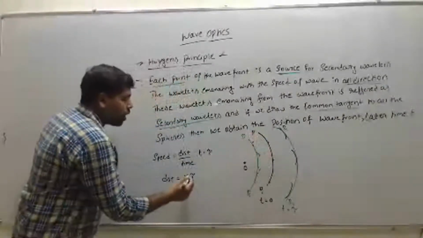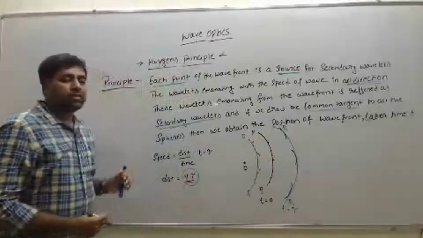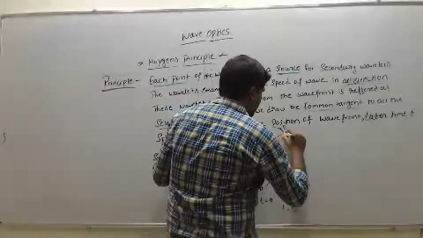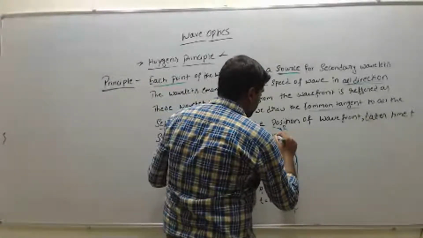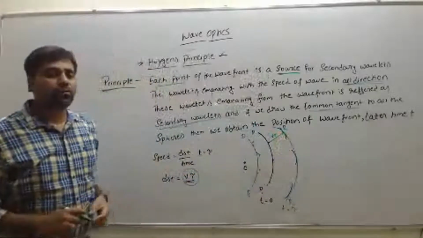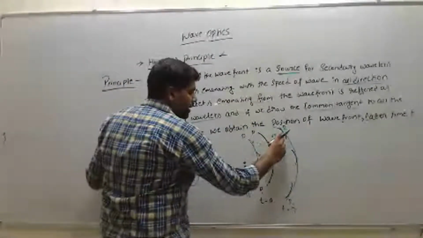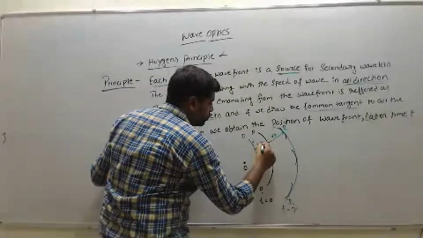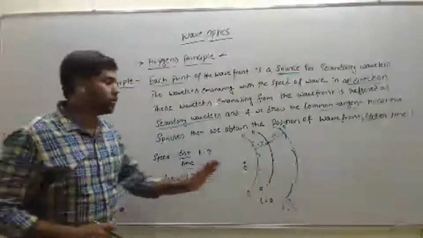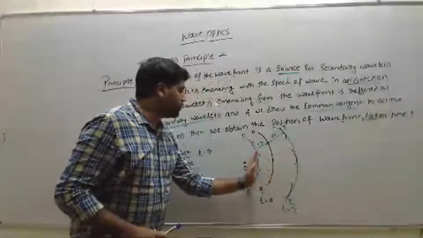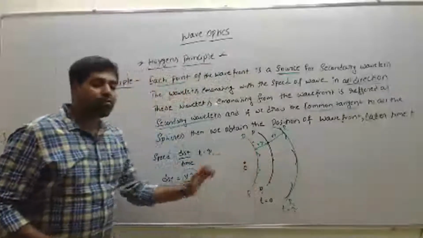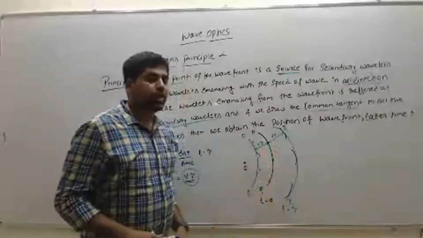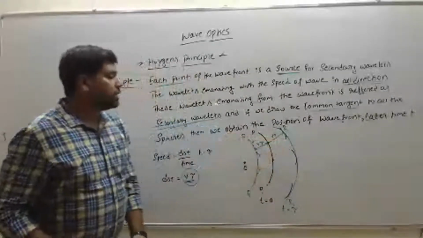For how much distance it has traveled, we are going to draw the sphere of radius v into t, that is v into tau. Tau is the small time. Here is the radius, and here also we get the same, v into tau. This one is the forward wavefront and this one, d1, is the backward wavefront. These two are at the same distance from P1 and are spherical in shape.